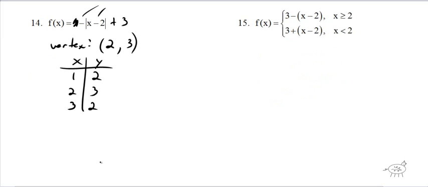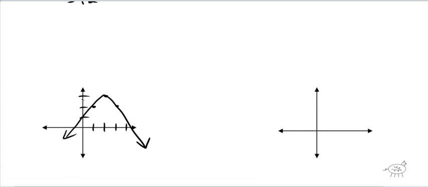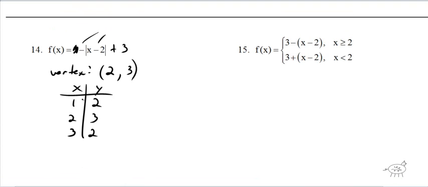Okay, so if I plot these points, I get 1 comma 2 and 2 comma 3 and 3 comma 2. And it's just an upside down V, and you guys should recognize that it's an upside down V because there's a negative in front of the absolute value. Okay, pretty easy. And remember I told you this is going to be the same thing, so let's do that.